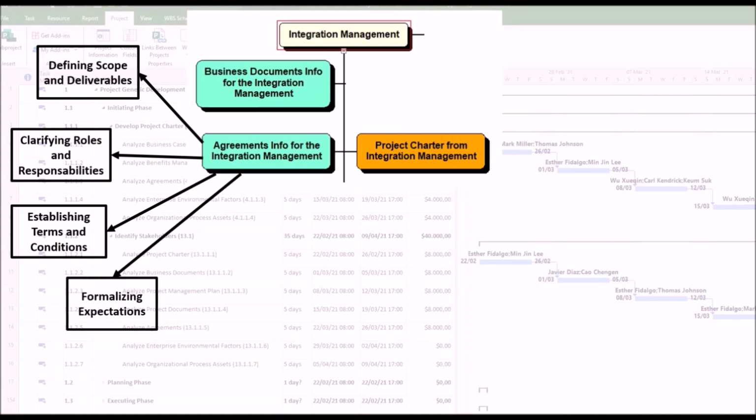4. Formalizing expectations. Agreements formalize the expectations of all parties, including quality standards, timelines, and performance metrics. This ensures that everyone is aligned on what success looks like and how it will be measured.